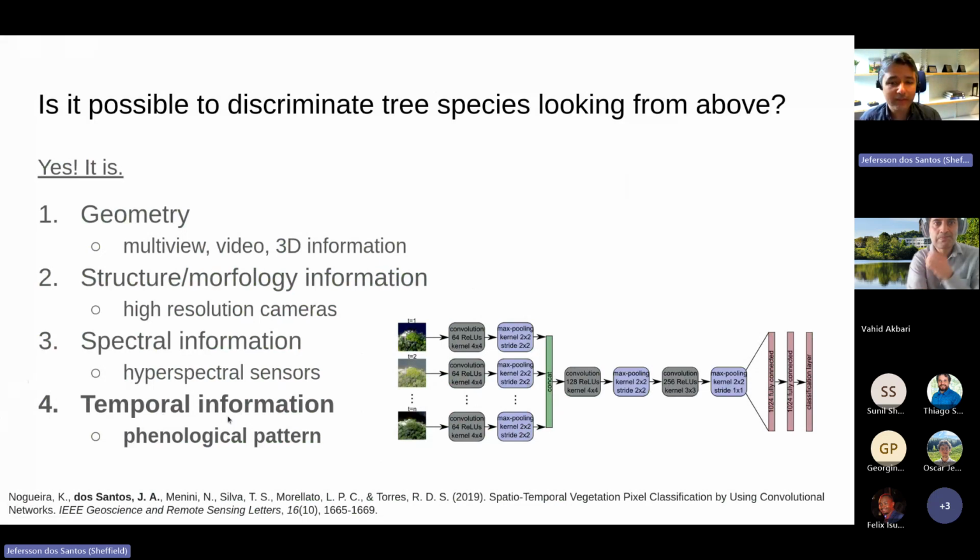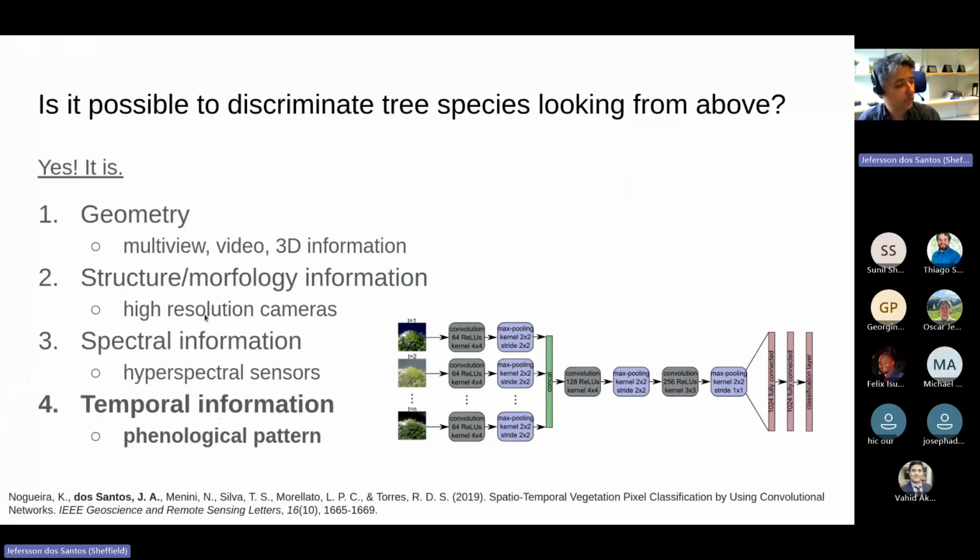But multi-temporal data is very limited with drones, especially in big areas. Imagine how many flights we would have to do to collect relevant temporal information for the whole conceded areas. It's not feasible all of the time. Because of that, you can explore geometry using multi-view or 3D information to extract geometry information from the trees, connected to structure and morphology information. So you need high resolution cameras. And also you can explore spectral information.